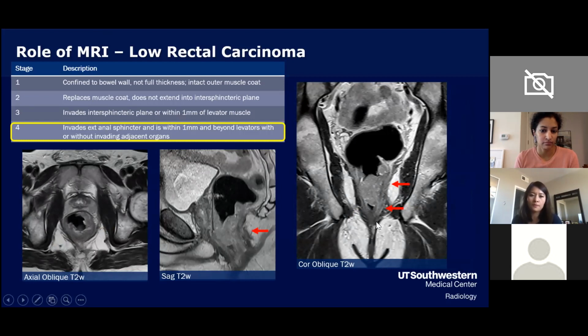On this coronal image, you can see this is the outer wall of the rectum. Tumor has gone through that. This fat is the intersphincteric plane. It's definitely infiltrated that, and also it's infiltrating the levator muscles and the external sphincter muscle here on the outside. So this would be the other extreme of positive involvement of the sphincters all the way through.